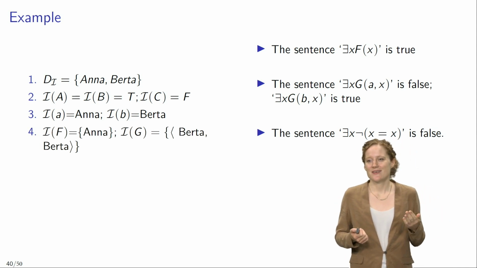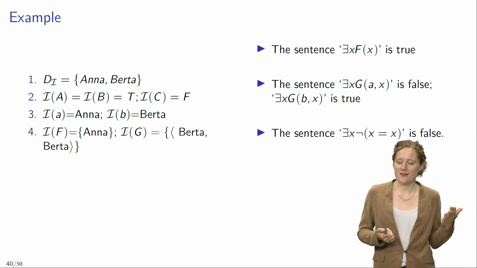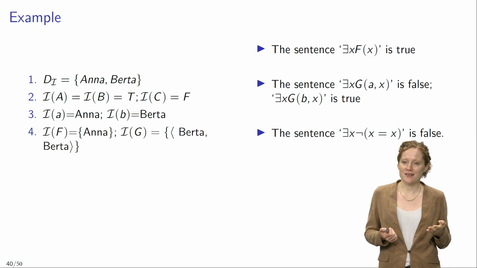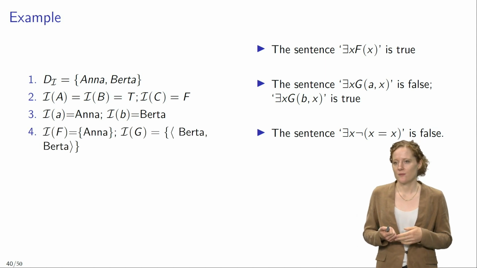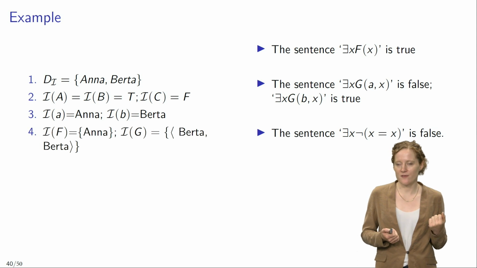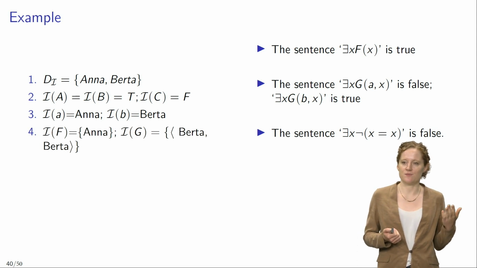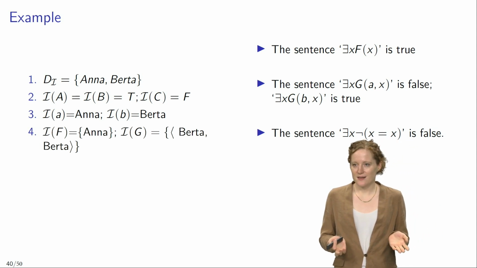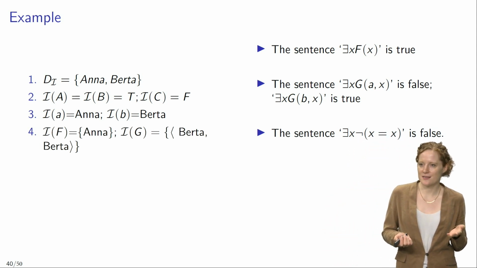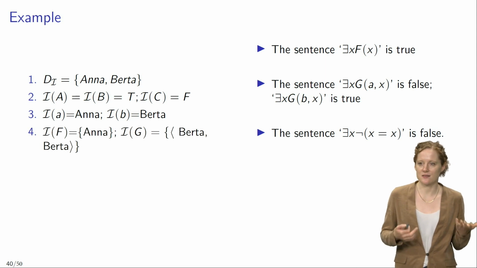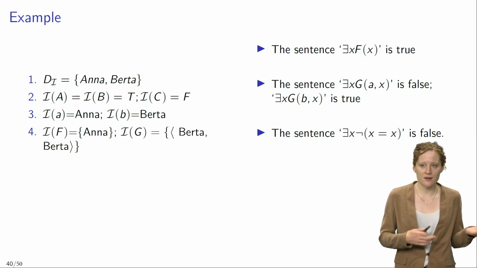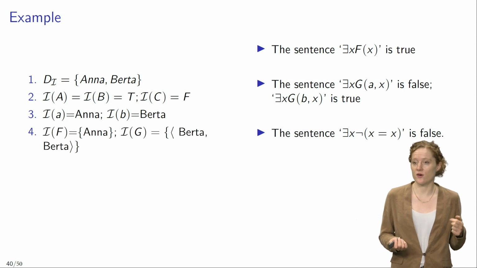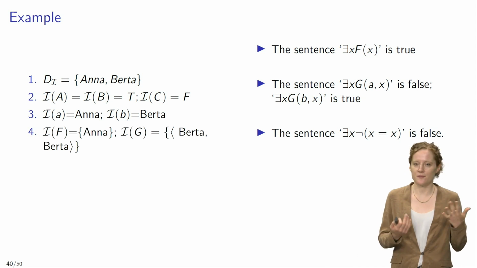However, the sentence there is an x such that Gbx is true. And why is that? Well, Berta satisfies the open formula Gbx, given that the sentence Gbb is true, where we substitute b for the variable x in the open formula Gbx. And then to look at a final example, the sentence there is an x such that x doesn't equal x is false, given that neither Anna nor Berta satisfies the open formula, it's not the case that x equals x. Anna equals Anna and Berta equals Berta.